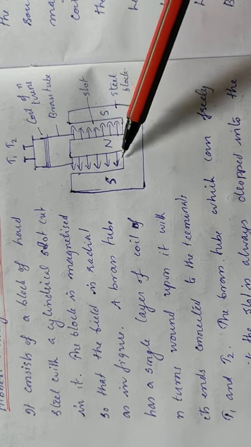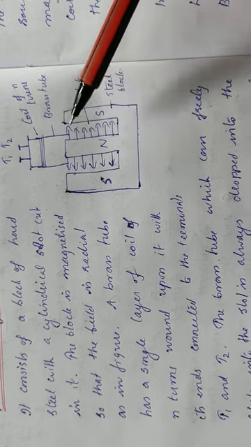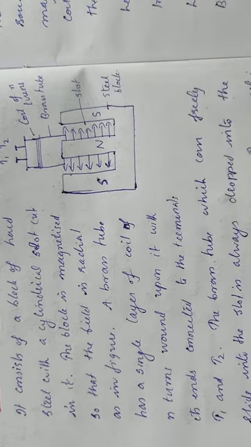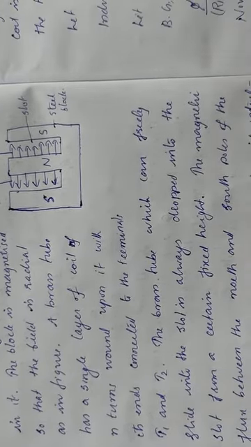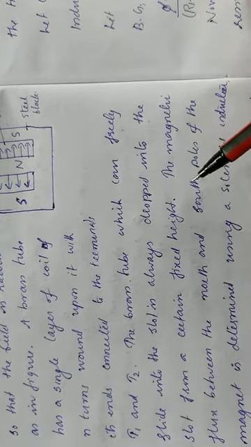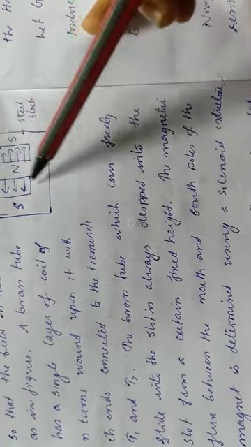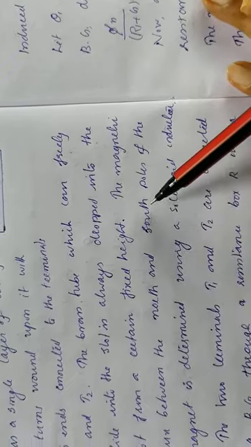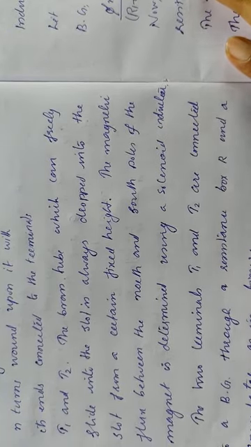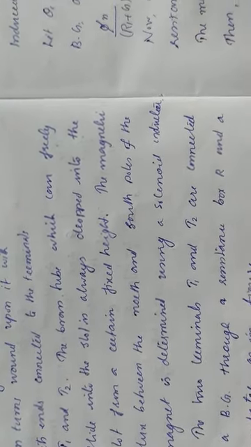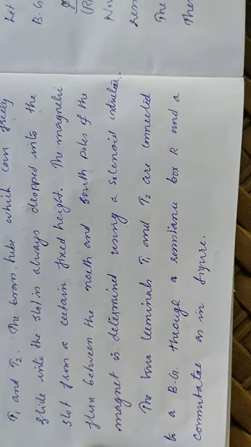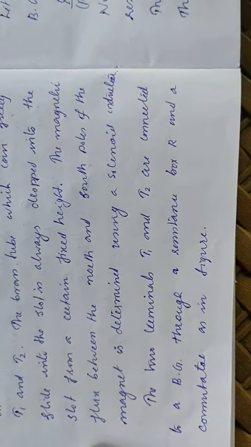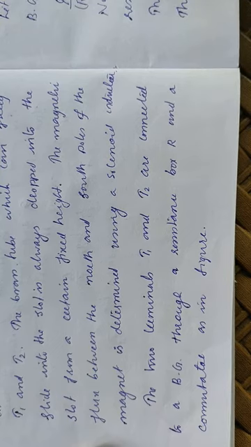So what will happen? The magnetic flux is disturbed, or there is a change in the magnetic flux inside this slot. The magnetic flux between the north and south poles of the magnet is determined using a solenoid inductor. The two terminals T1 and T2 are connected to a BG through a resistance box R and a commutator, as in the figure.